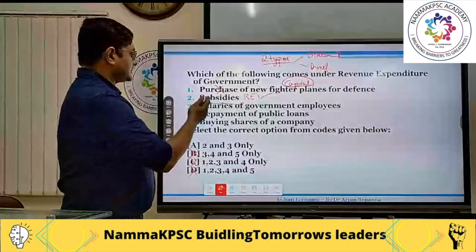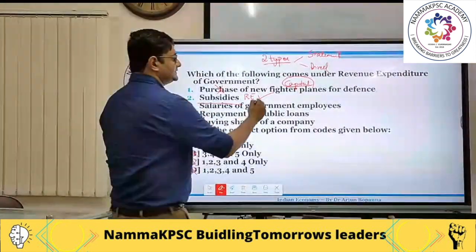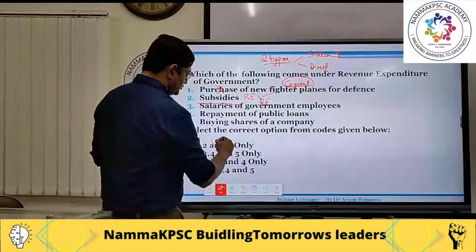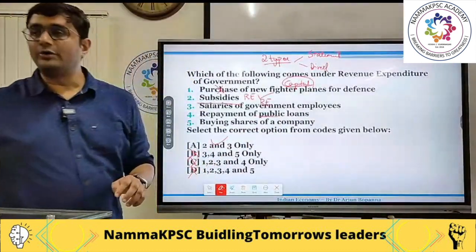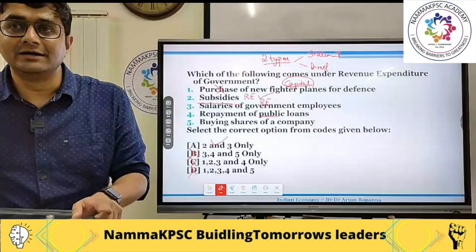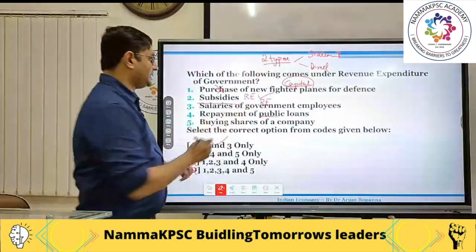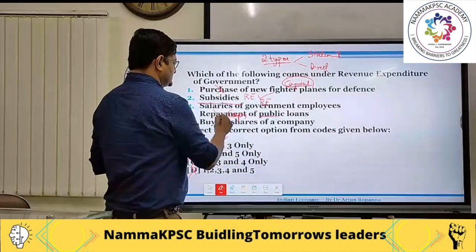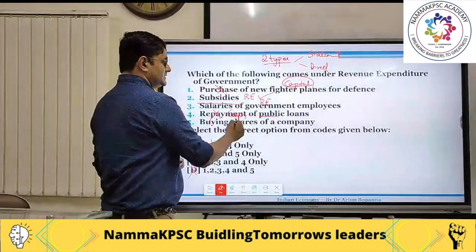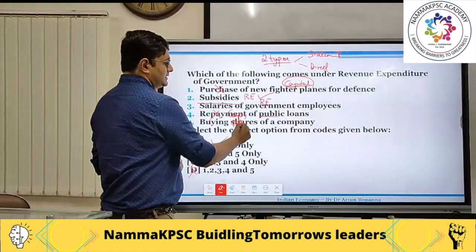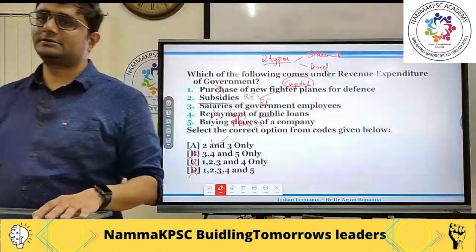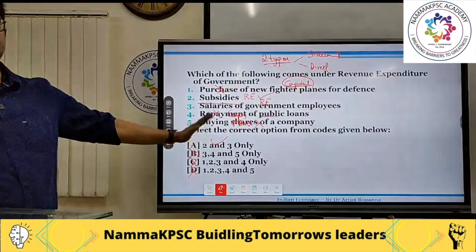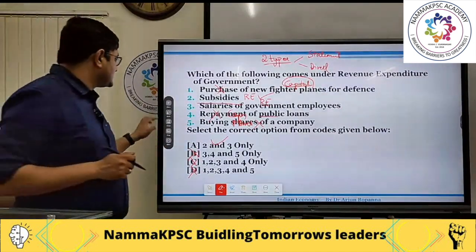Further, we'll confirm it. Salaries are revenue expenditure, so 2 and 3 are there. Next, repayment of loan. When you repay the loan, you are reducing the liability, so it is capital, and this cannot be the answer. Buying shares is increasing your asset, so this cannot be the answer. So your first choice, that is 2 and 3, is correct. A is the answer.